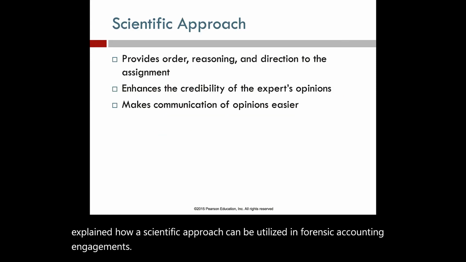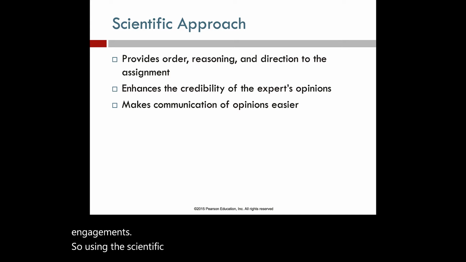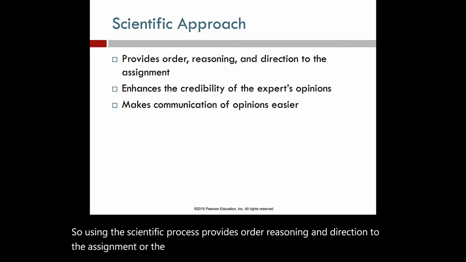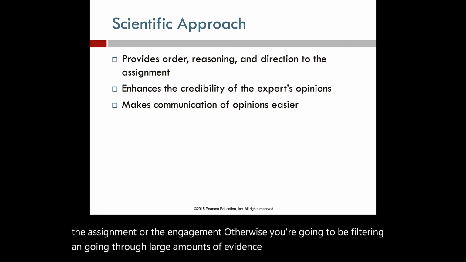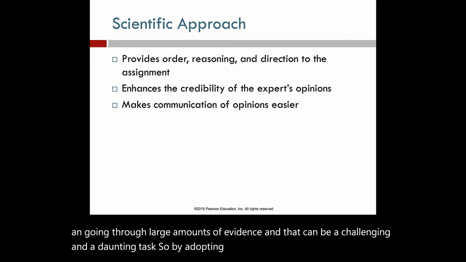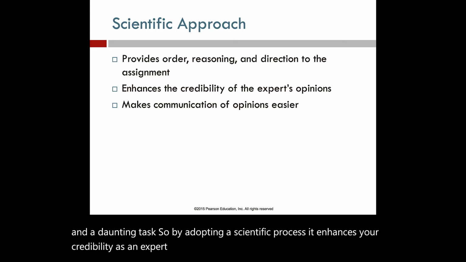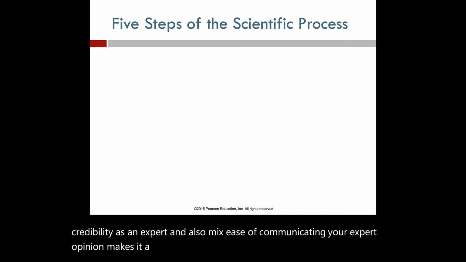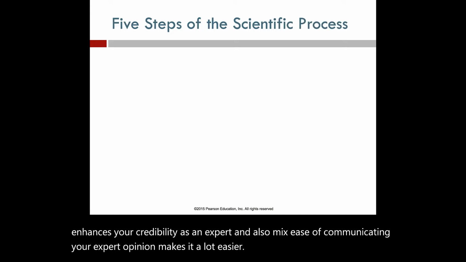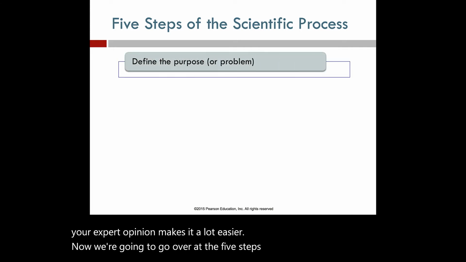Using a scientific process provides order, reasoning, and direction to the assignment or the engagement. Otherwise, you're going to be filtering through large amounts of evidence, and that can be a challenging and daunting task. By adopting a scientific process, it enhances your credibility as an expert, and it also makes communicating your expert opinion a lot easier. Now we're going to go over the 5 steps of the scientific process.